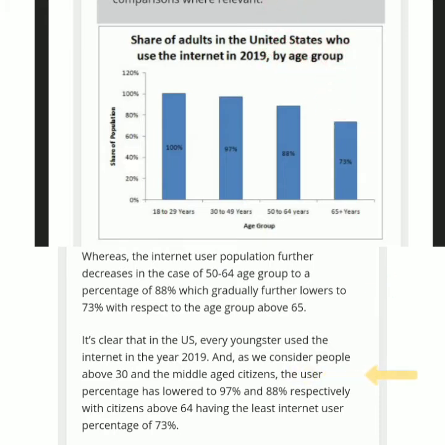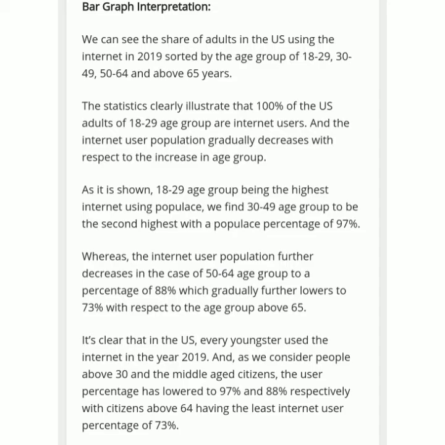It's clear that in the US, every youngster used the internet in the year 2019. And as we consider people above 30 and the middle-aged citizens, the user percentage has lowered to 97% and 88% respectively, with the citizens above 64 having the least internet user percentage of 73%. So this is how you have to interpret a bar graph.